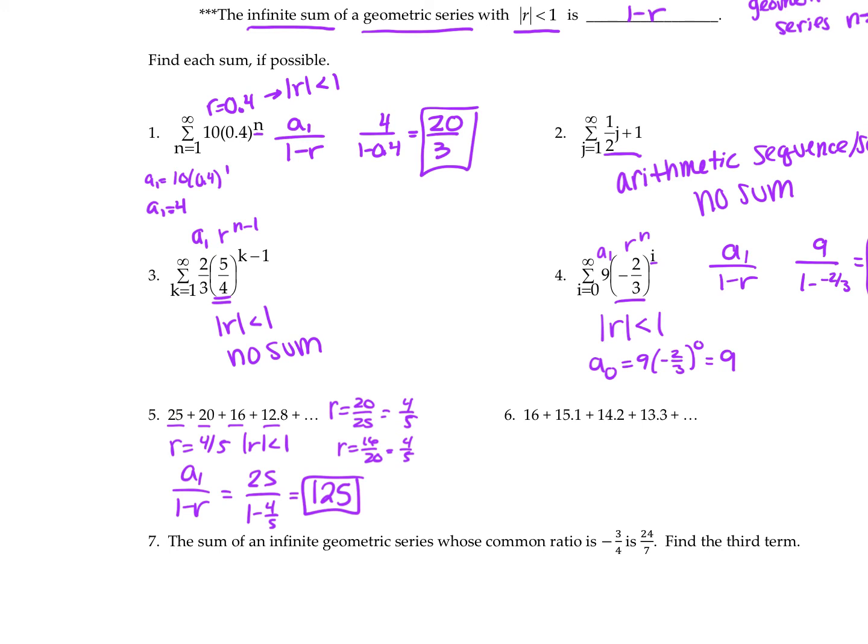This one, I'm subtracting 0.9 every time. So since I'm subtracting, this is arithmetic. So there's no sum.